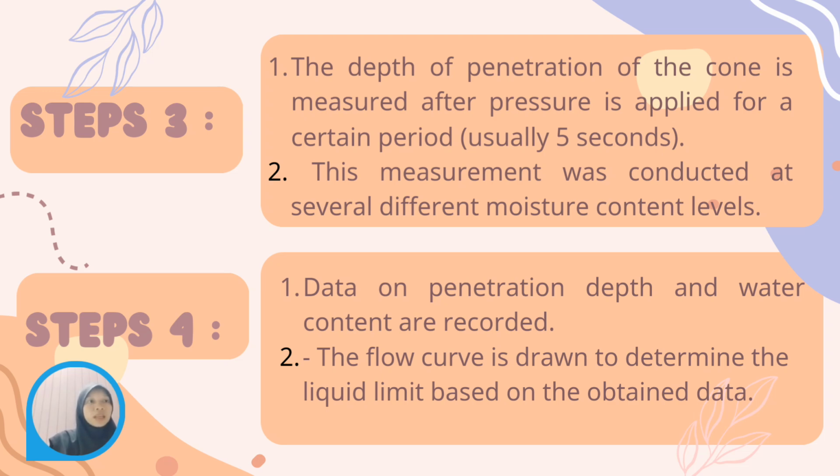Step 3. The depth of penetration of the cone is measured after pressure is applied for a certain period, usually 5 seconds. This measurement was conducted at several different moisture content levels. Step 4. Data on penetration depth and water content are recorded. The flow curve is drawn to determine the liquid limit based on the obtained data.